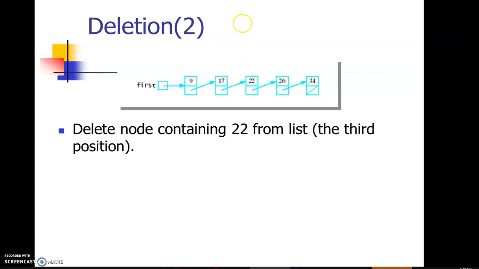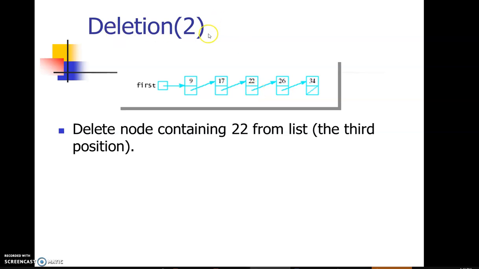So in the example that we see over here right now, this linked list has 5 items. Saying that I want to do delete 2, that indicates you want to delete the item after the second element, which means that in this case, the first element is 9, the second element is 17, and you want to delete the element after the second element. So 22 is the item that we want to delete.